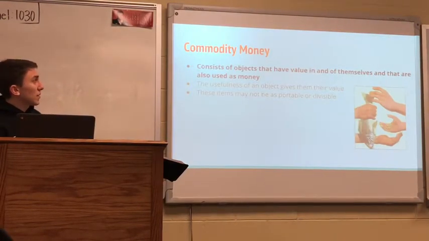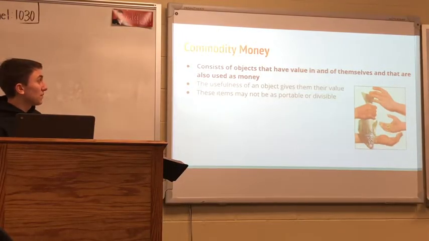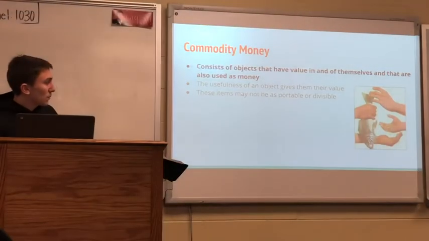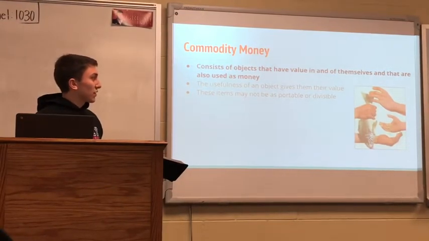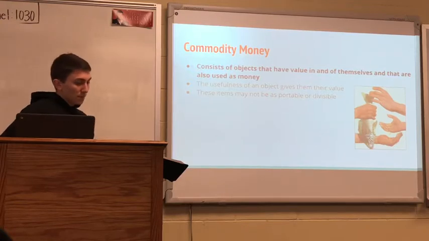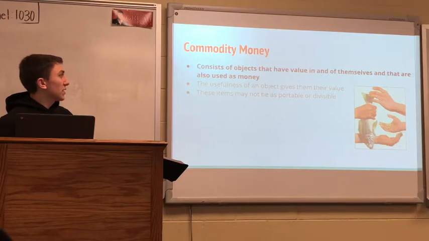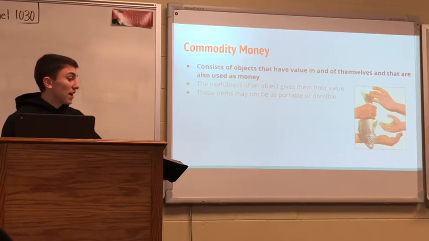Commodity money consists of objects that have value in and of themselves that are also used as money. So like, this guy's trading a fish for some corn seeds or whatever. And the usefulness of an object gives them their value.